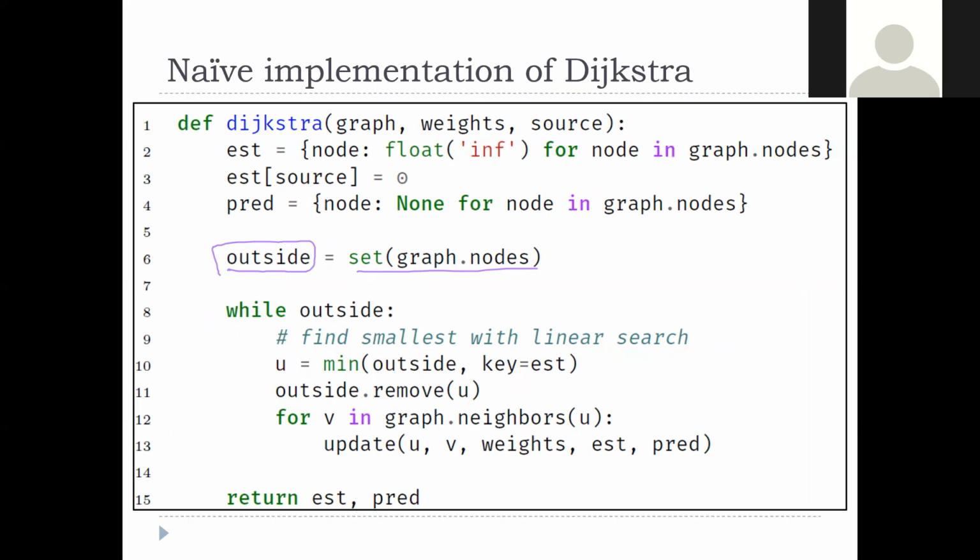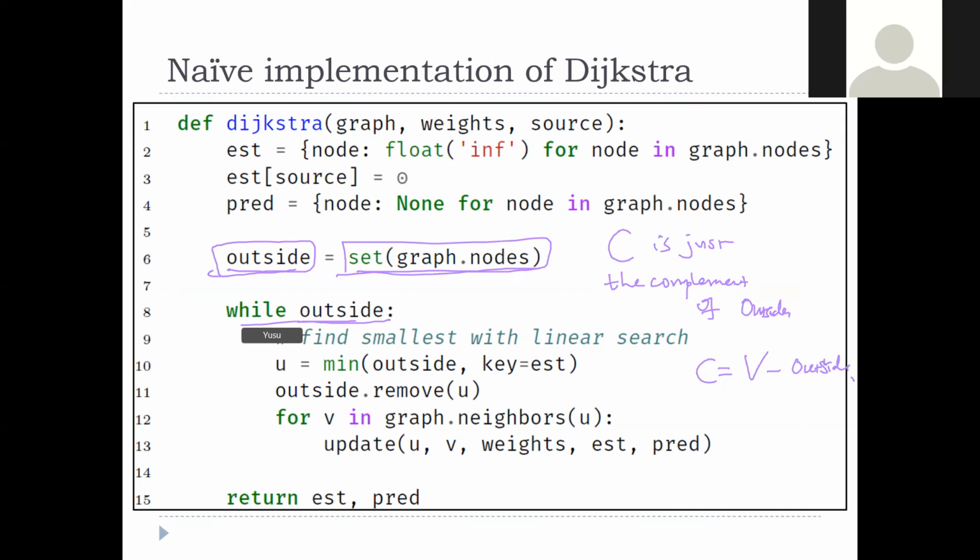Note that here I didn't maintain C explicitly, because anything that's not outside is inside. So C is just the complement of outside. C equals your node set minus the outside. So I'm going to use a set to maintain all the outside nodes, and every time I just check whether the outside is empty or not.